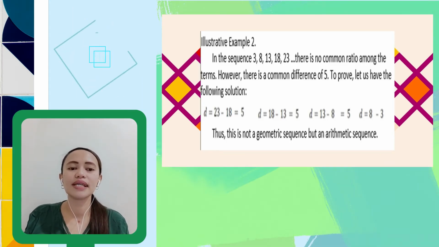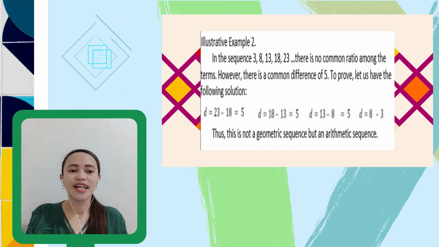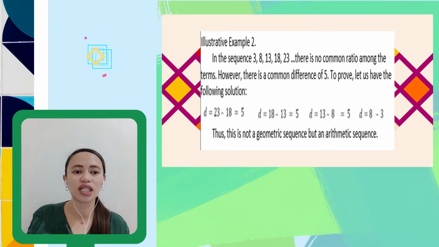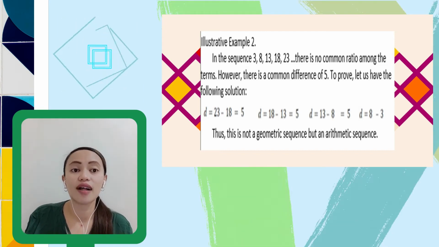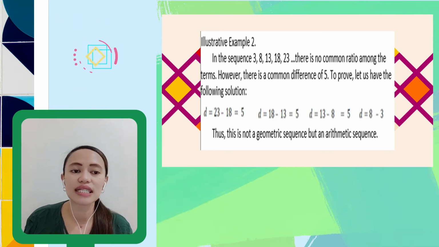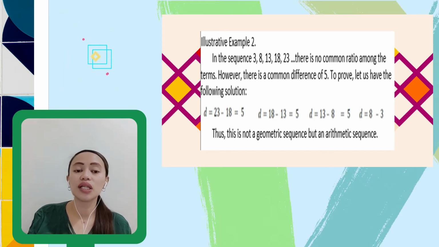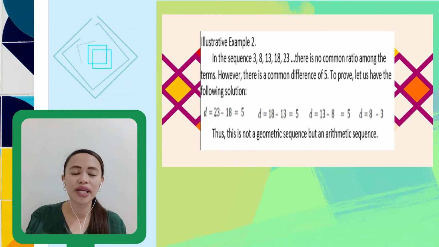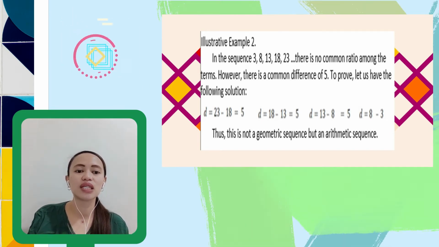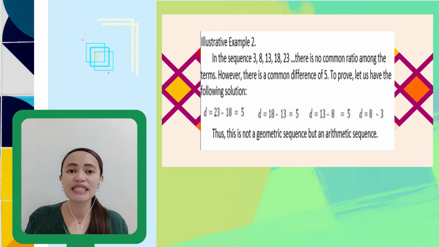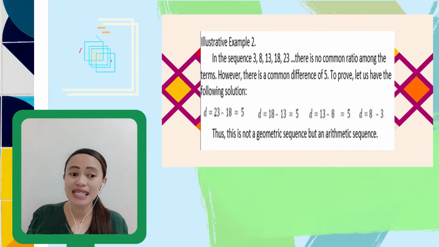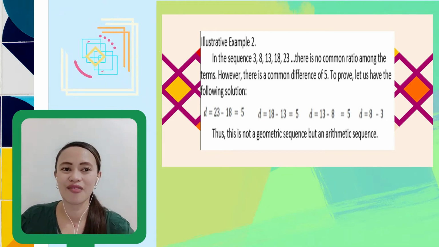Okay, let's have illustrative example 2. In the sequence 3, 8, 13, 18, 23, there's no common ratio at all among the terms. However, there is a common difference, which is 5. So 23 minus 18, we have 5. 18 minus 13, we have 5. 13 minus 8, we have 5. 8 minus 3, we have 5. Therefore, this is not a geometric sequence.